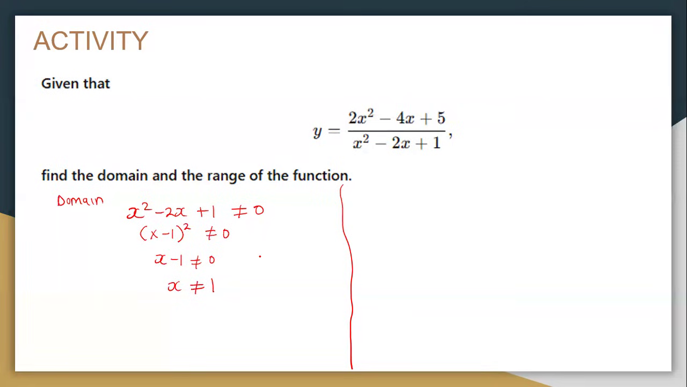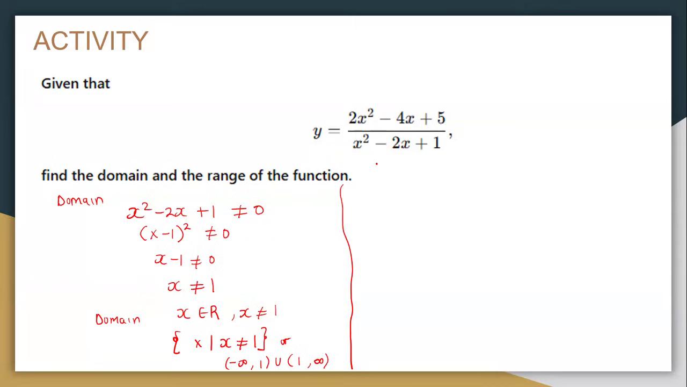That means that your domain will contain all x values. Here, you can say now your domain contains all x values apart from x equal to 1. Alternatively, someone can put it in this format: x contained in the reals, x not equal to 1. Or someone can state it in the form of negative infinity to 1 union 1 to infinity. Something like that. That is the domain.